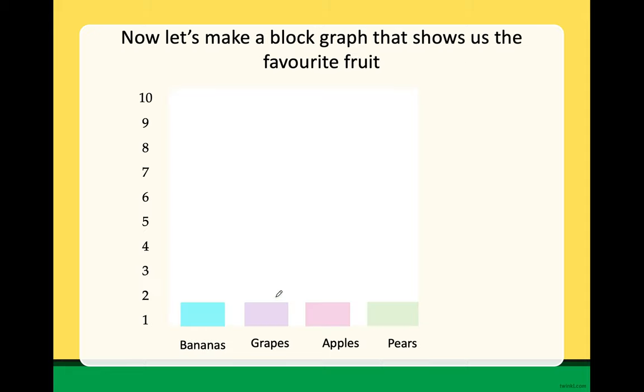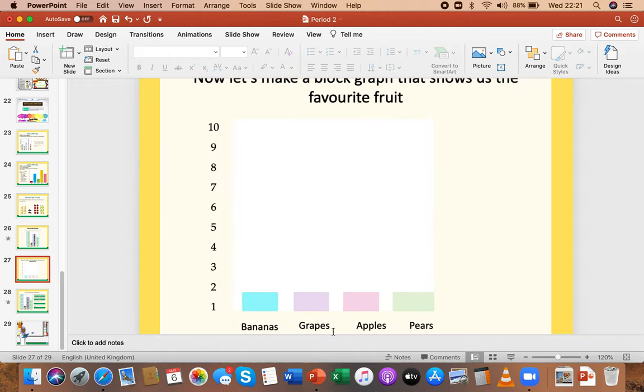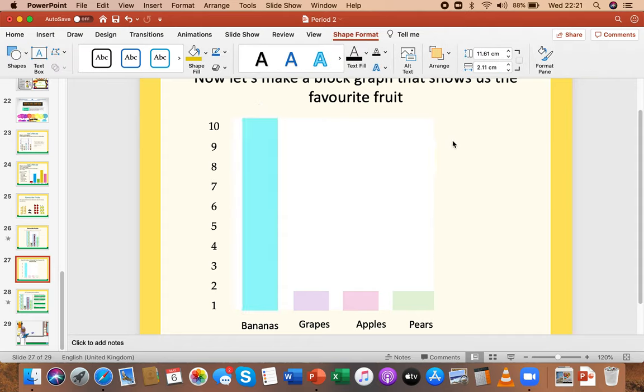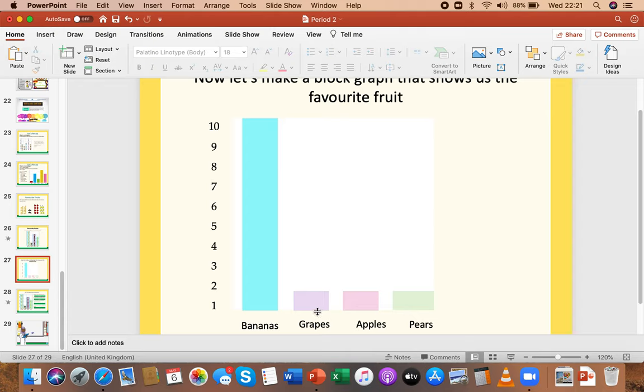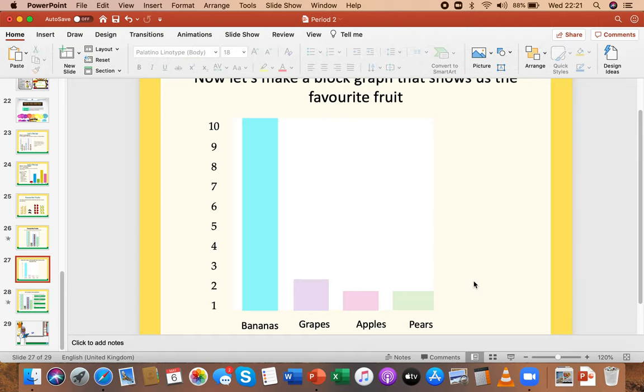Let's begin. So we said that 10 people like bananas. So now we're going to take our block graph like this and we're going to make 10 blocks over here. Move it all the way up to the number 10. Okay. Now, how many people like grapes? So we're going to move the grape number all the way up to the 2. Now we can go back.